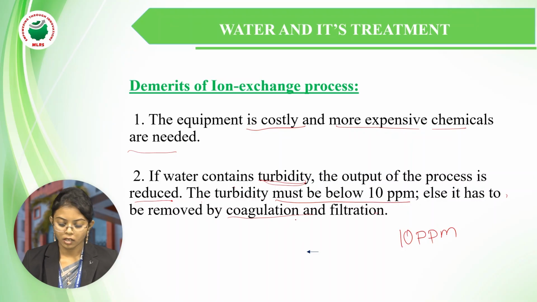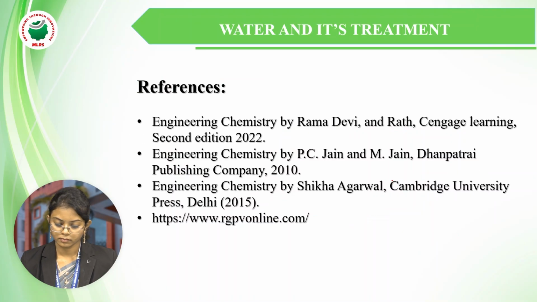We have seen these two steps in the potable water. So by the method of coagulation or filtration, we can remove the turbidity. If turbidity is present in water, then the output of the process will be very low, and whenever we send water to the ion exchange process, we must see that turbidity is below 10 ppm. These are the references.